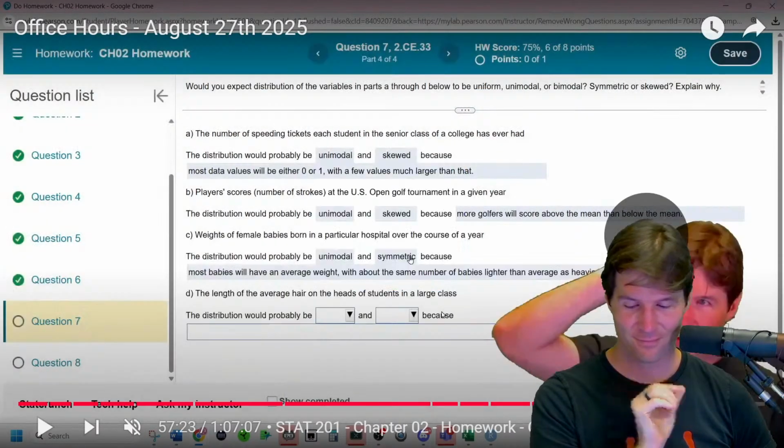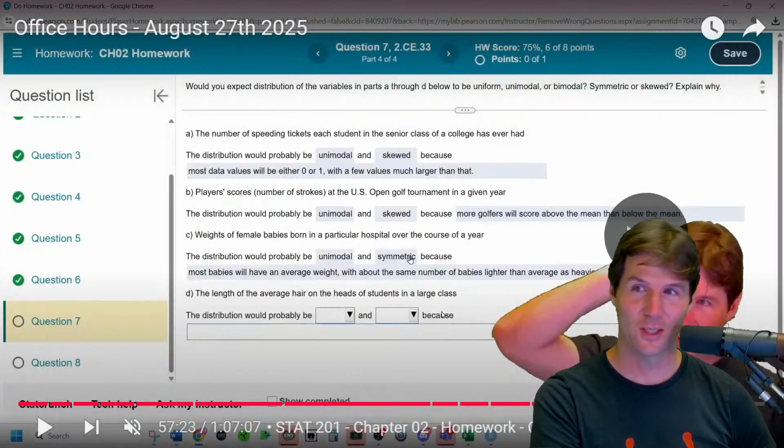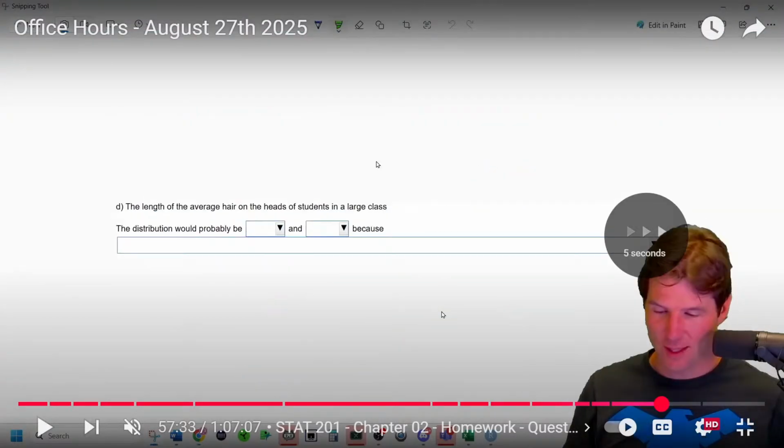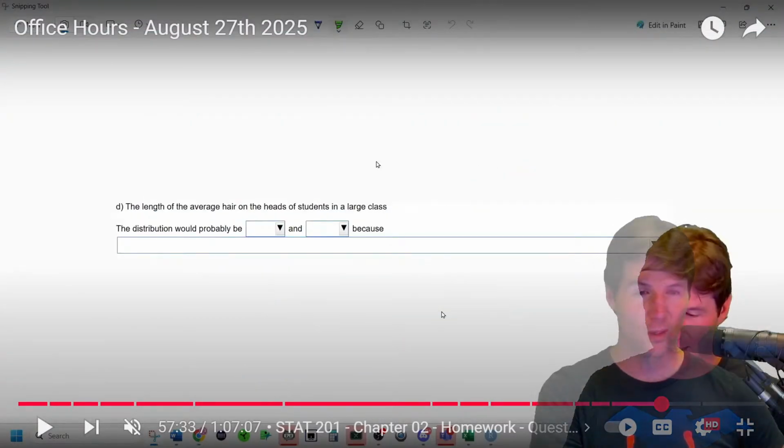I'm doing PhD. So it's unimodal symmetric with a lot of data around 7.5 or so. Most babies will have an average weight. Some weigh a little bit more, some weigh a little bit less. And then if we talk about hair length, ooh, nice. We got another one coming up right here.